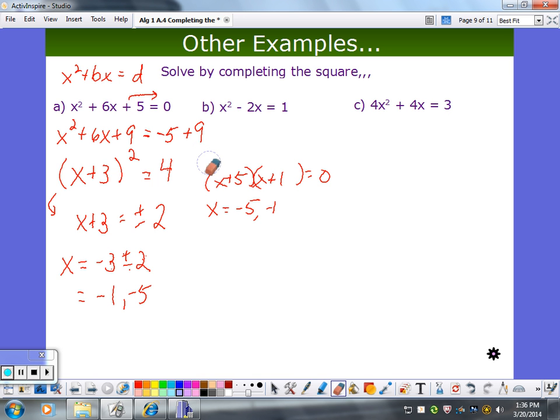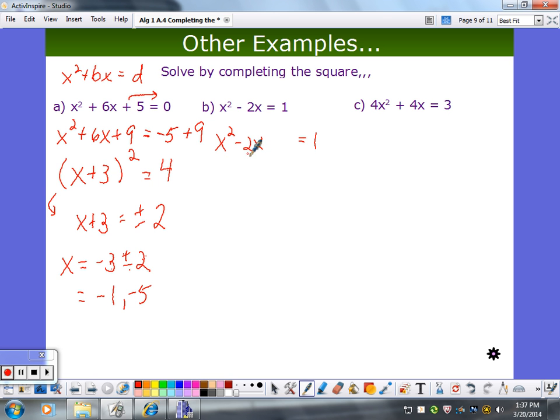I do need you to know how to do this. You will need to know how to complete the square for other things. So I really want you to learn this method. This one already looks like x squared plus bx plus d. I'm just going to rewrite it with a little bit of space here so that I can complete my square.